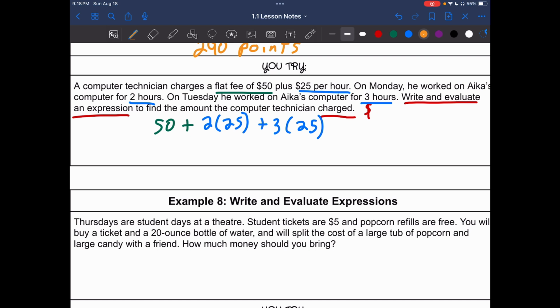So now we just need to evaluate. We wrote our expression. Now we need to evaluate it. So we do 50 plus 2 times 25, 2 times 25 is going to be another 50. And then the second day that he was working is 3 times 25, so that's 75. 50 plus 50 plus 75 is going to give us 175, and we already said that we need to include units, and we are measuring the units here in dollars.